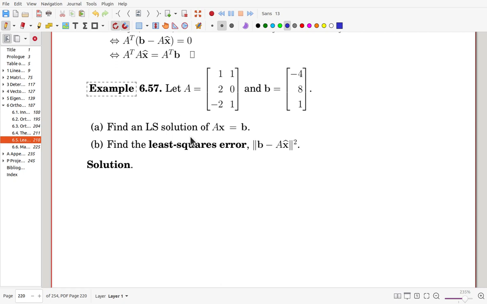Now, for this problem, we'll use the method of normal equations. For part A, we try to get A transpose A. A transpose is 1, 2, minus 2, and 1, 0, 1. And A itself is 1, 2, minus 2, 1, 0, 1. So that'll make a 2 by 2 matrix.